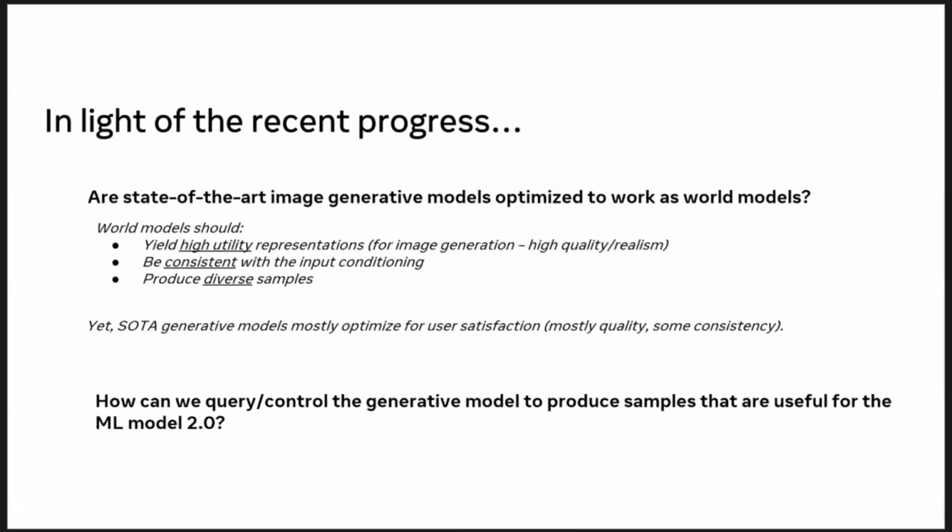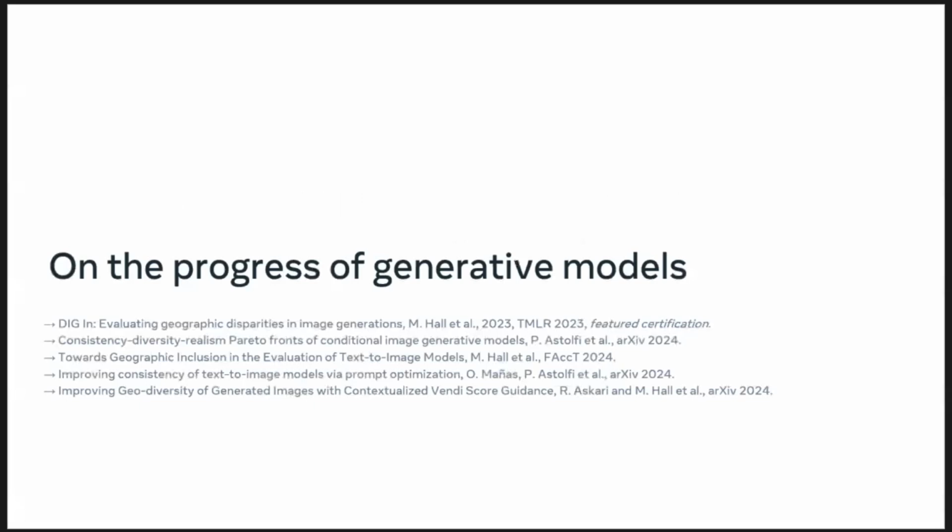The second question that I'll address in this talk is how can we query or control the generative model in order to produce samples that are useful for the machine learning model 2.0 that we want to train. Let's start with the first question. The first part of the talk will be on the progress of generative models, and I'll briefly cover a few of the contributions that we had over the past year and a half or so.